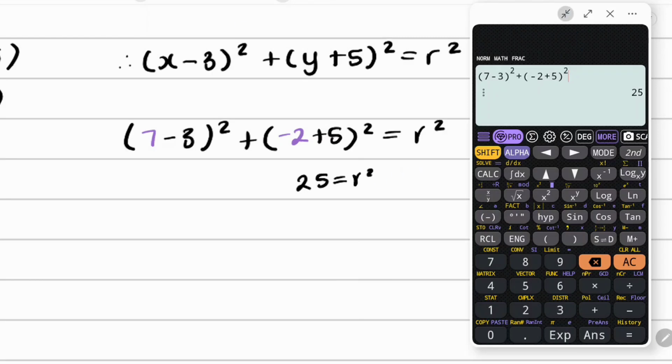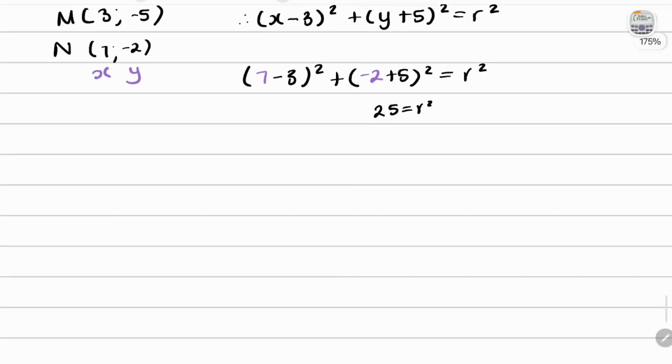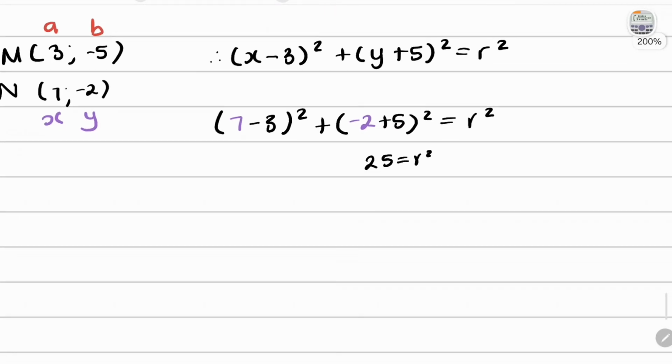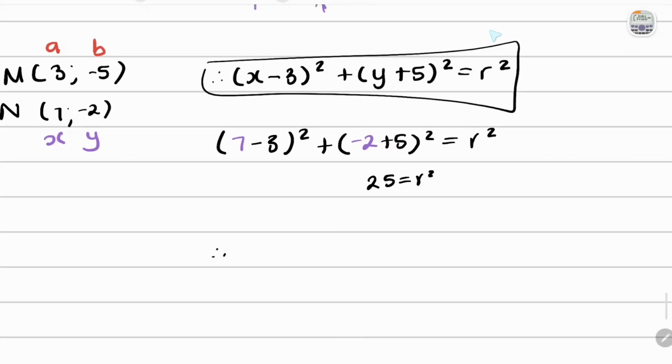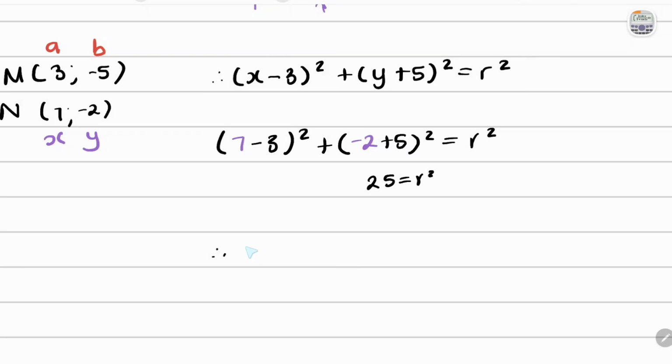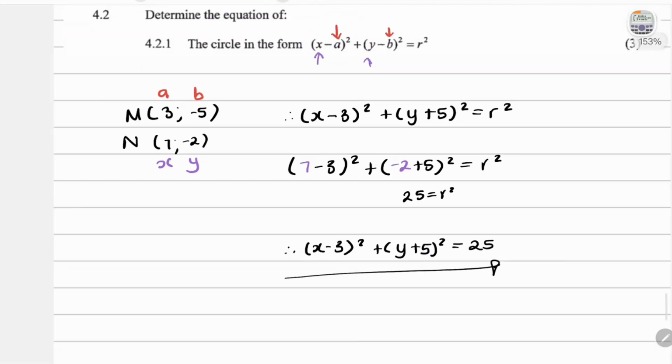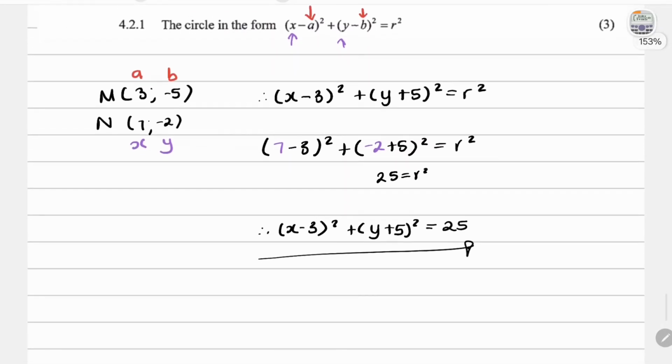And now that we know what r squared is, we can finally write the full equation. Remember that this was the equation that only needed r squared, so we just substituted into that. So x minus 3 all squared plus y plus 5 all squared is equal to 25. And that's our answer. That's the equation of the circle. Moving on to the next question.